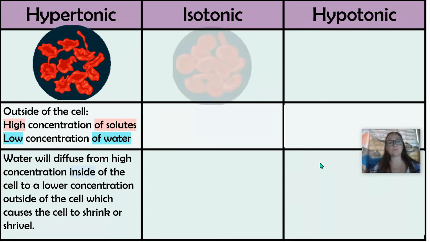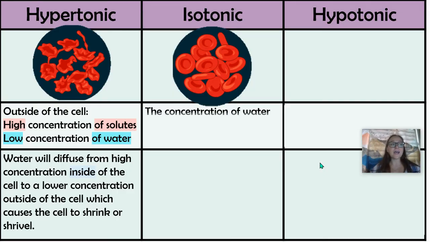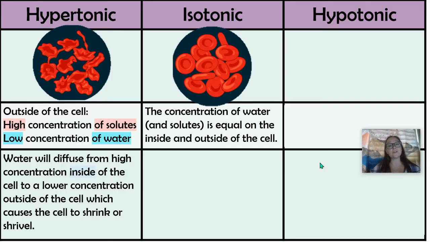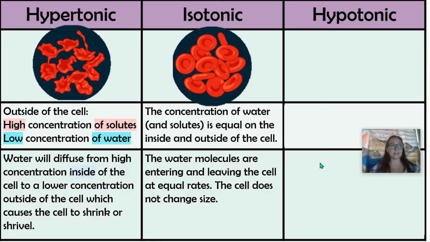Then isotonic was the example we started with. In isotonic, the concentration of water and solutes is equal on both sides of the cell membrane, inside the cell and outside the cell. So that doesn't mean that the water molecules stop moving. It just means that they're moving at equal rates in and out of the cell. So we don't see a change in mass. The cell size stays the same. They are entering and leaving at equal rates.